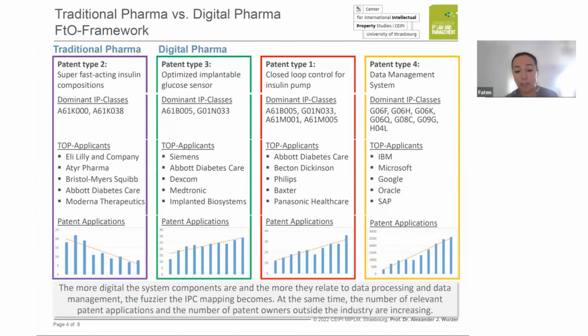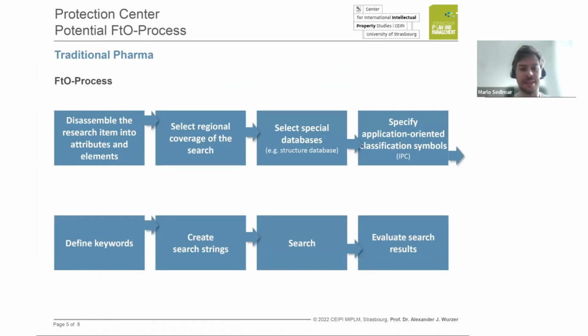And as you are seeing, the patent applications are increasing each year. And for patent type 4, we have about 100 times more patent applications than for the other types. Now to the FTO process, of course, this very big shift from traditional pharma to the digital pharma has certainly also a big influence on the FTO process, because of this shift from one patent landscape to a very big other patent landscape that has to be monitored.